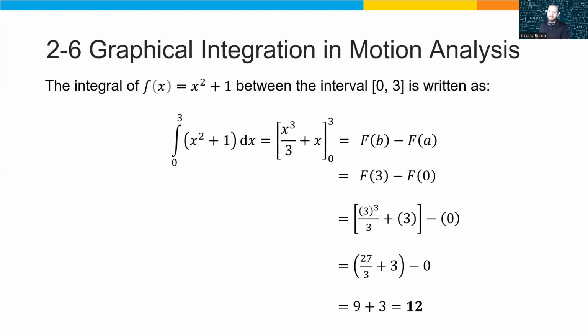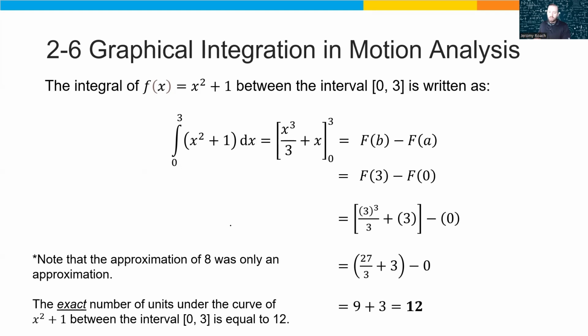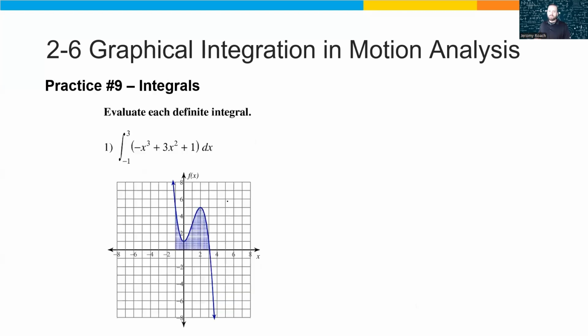And then when we plug in 0 for x, we just get 0 cubed over 3. 0 plus 0 gets us 0. So this ends up being 9 plus 3 minus 0, which is 12. So our final answer, our approximation was only 8, and our final answer equals 12. So that's the exact number of units that's going to be under the curve of the function f of x equals x squared plus 1.